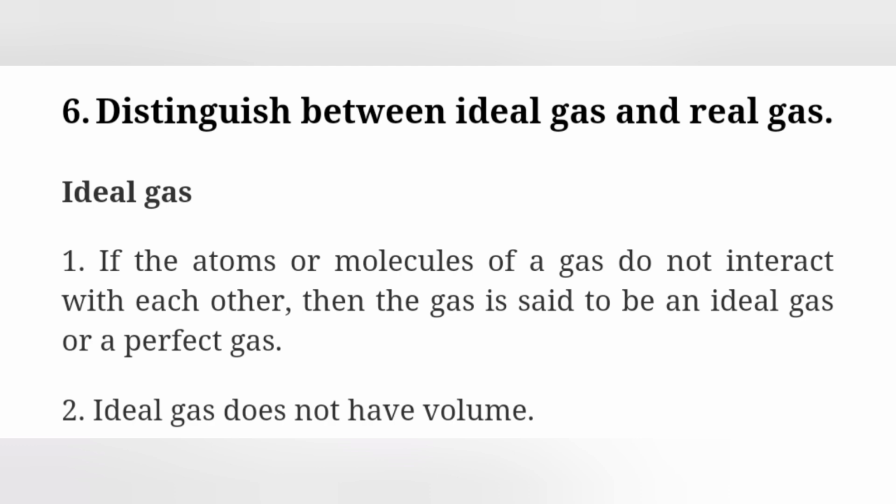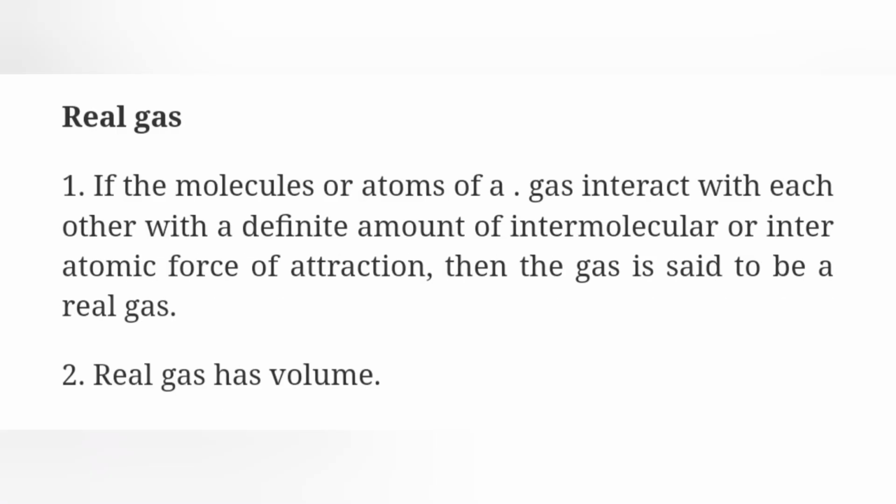Sixth question, distinguish between ideal gas and real gas. Ideal gas. First point, if the atoms or molecules of a gas do not interact with each other, then the gas is said to be an ideal gas or a perfect gas. Second point, ideal gas does not have volume.